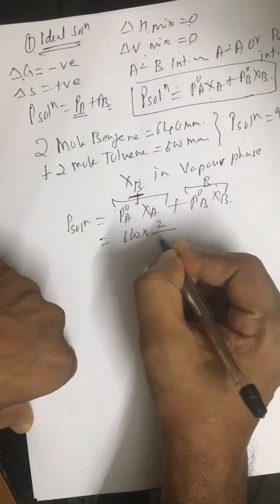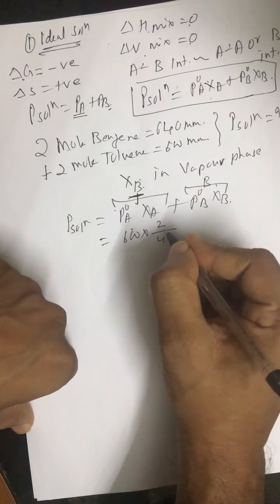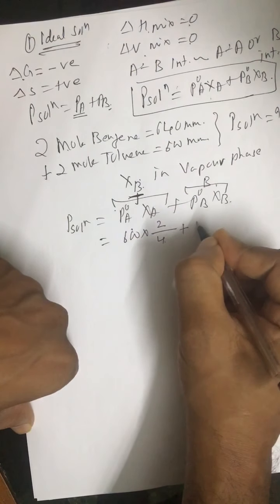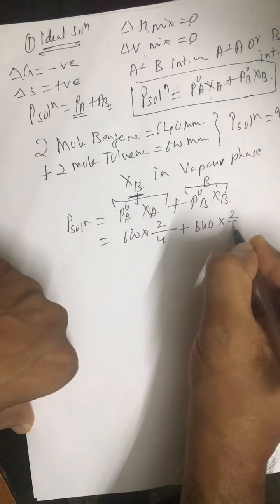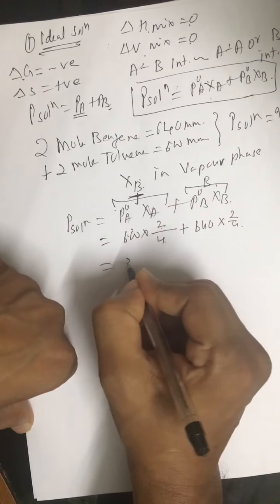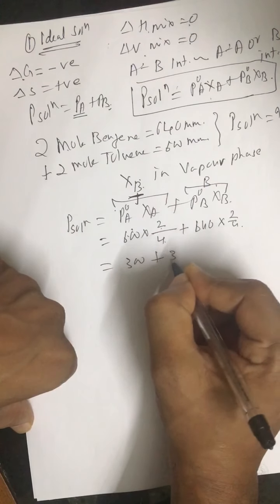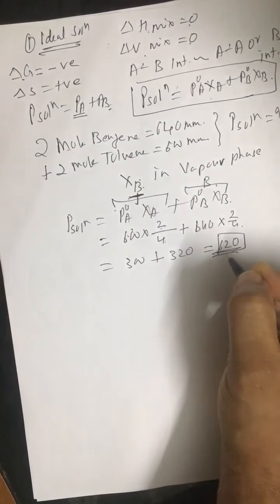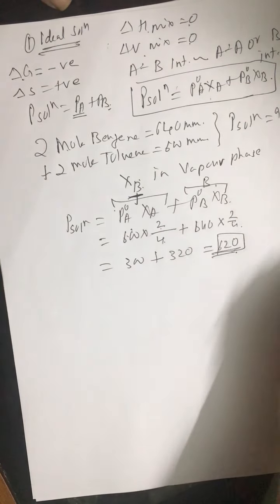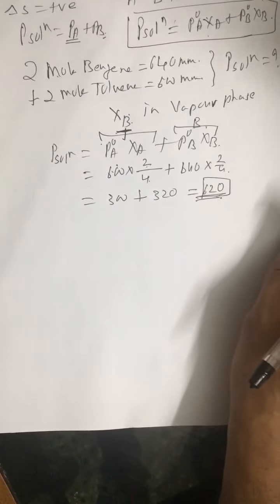the mole fraction of toluene, which will be number of moles upon total number of moles. Alright, that is 1 by 2. Plus this is 640 into 2 by 4, that is 0.5. So this is 300 plus 320, that is equal to 620. This is the vapor pressure of solution.